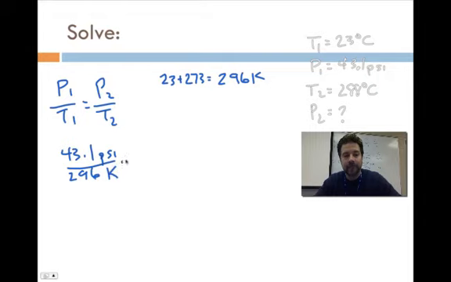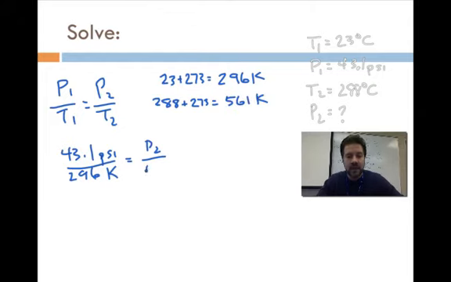On the other side of our equation, we have P2, which is still unknown, so I'm going to leave it as P2. And our new T2 temperature, we have to change from Celsius to Kelvin. So we have 288 plus 273, and that winds up being 561 Kelvin. So that's going to go down here underneath the division line, 561 K.